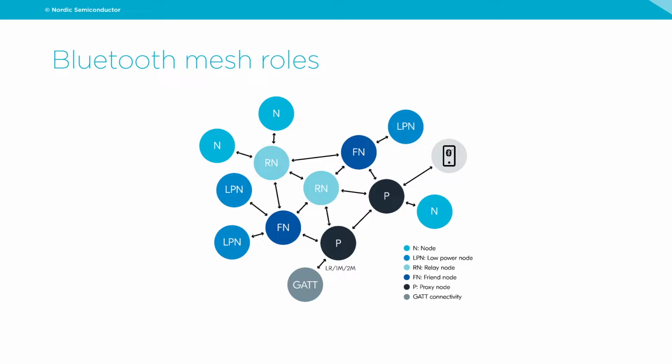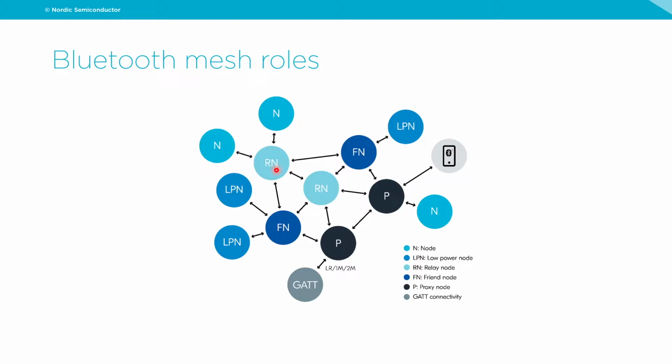I'll also give an introduction or repetition of the roles in the Bluetooth Mesh network. You can start by defining a node. That's the most basic implementation you could do of Bluetooth Mesh. It enables you to communicate with other mesh nodes. And for this network to work, you also need relay nodes. A relay node is a node that can receive a packet from another node and relay it, creating a hop, so the message can spread through the network.